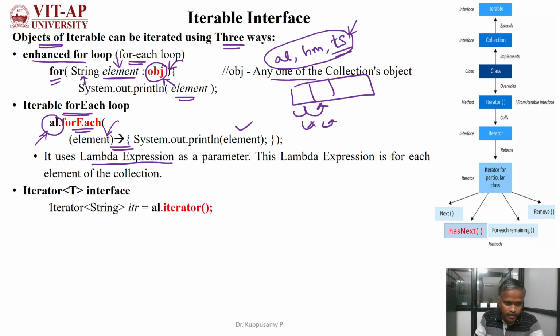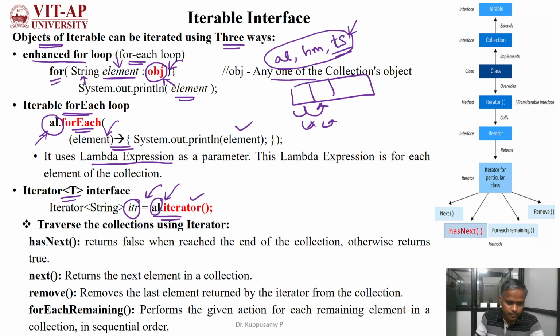Likewise we can define a user defined iterator method here. So here we have the itr variable, which is referencing the iterator method, which moves from one element to another element of the ArrayList object.